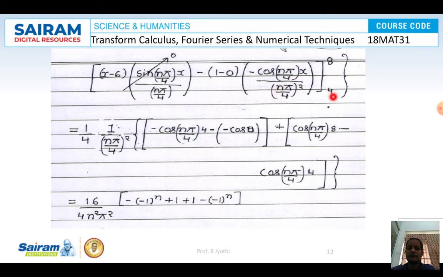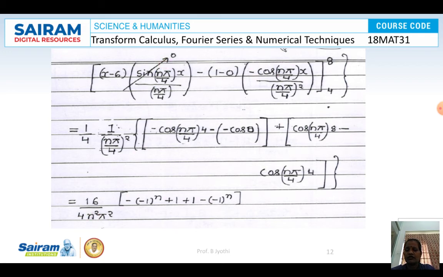The limit is 4 to 8, and we get on simplification and substitution 1 by 4 into 1 divided by n pi by 4 the whole square, which is multiplied with minus cos n pi by 4 into 4 minus of minus cos 0 plus cos n pi by 4 into 8 minus cos n pi by 4 into 4. In this, this part will be equal to 0 when we substitute the limit as 8 or 4, because sin n pi will be 0 whatever may be the value.